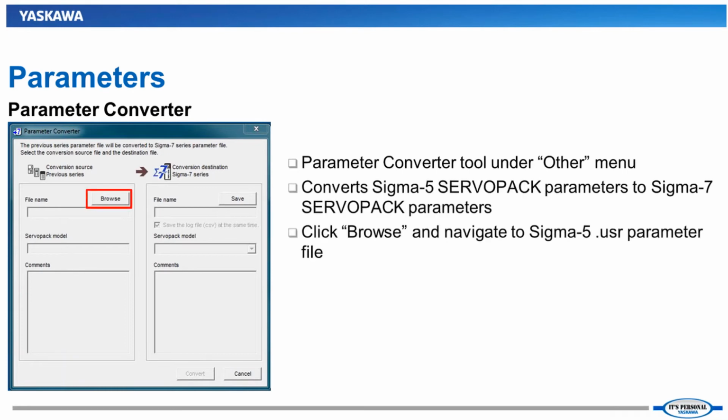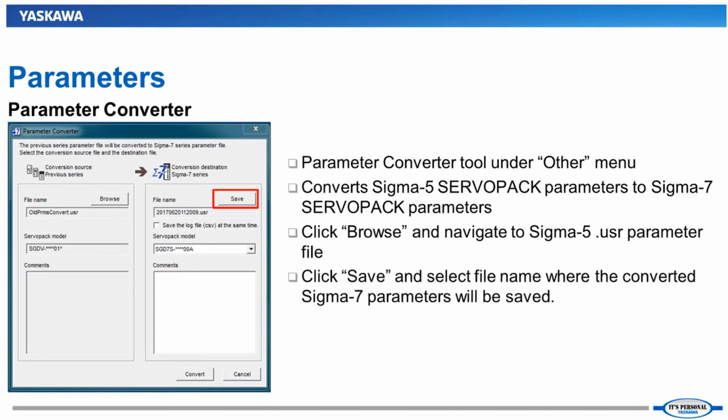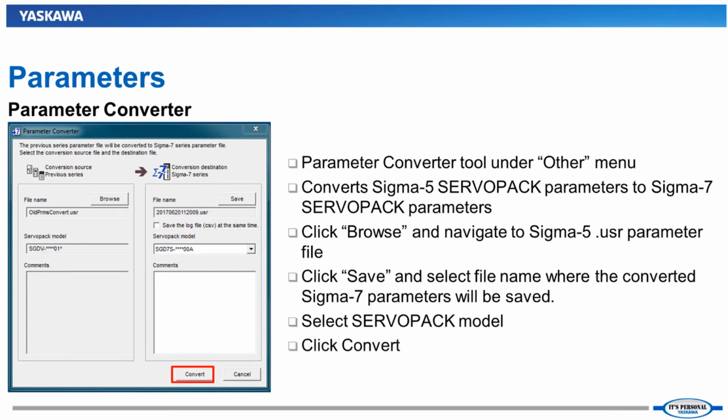Steps to convert the parameter file: browse to the old .usr file. Click Save and select a file name for the parameters to be converted and upgraded to, and then select a ServoPack model for those parameters that you want it to convert, and hit Convert, and it will save the new .usr file with the updated parameters, as well as, if you click the checkbox, it will save a log file of all the changes that were made.